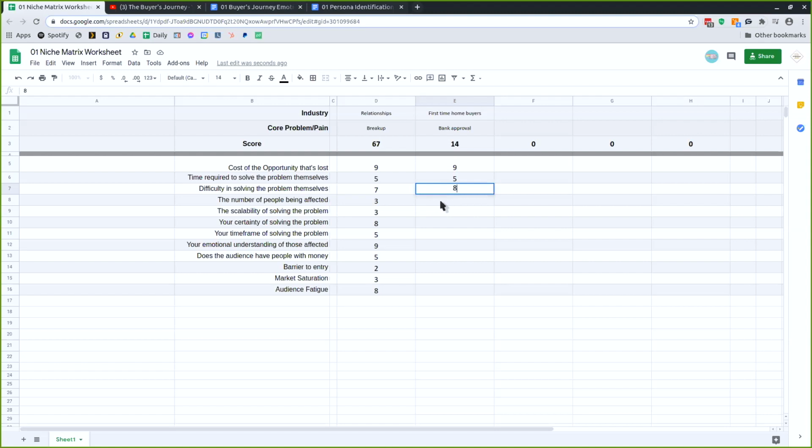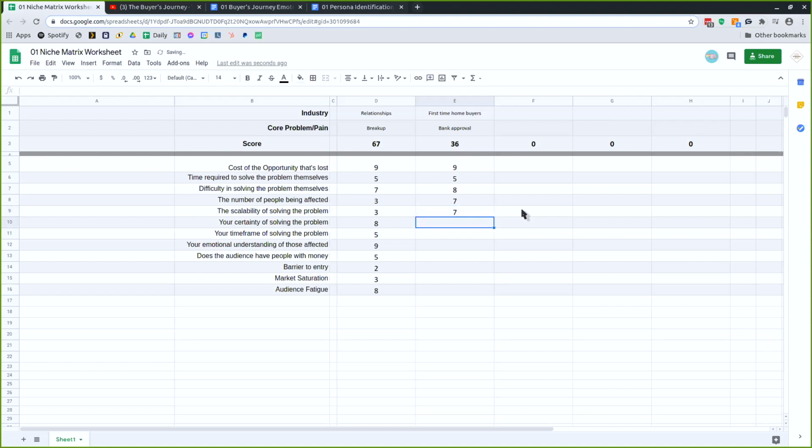All right. Now, the number of people being affected, how big is this market? I would say that's pretty high, about a 7 or an 8. Now I'm feeling like you're giving yourself higher on all of them. Don't worry, it's great. The scalability of solving the problem. I would say about a 7.